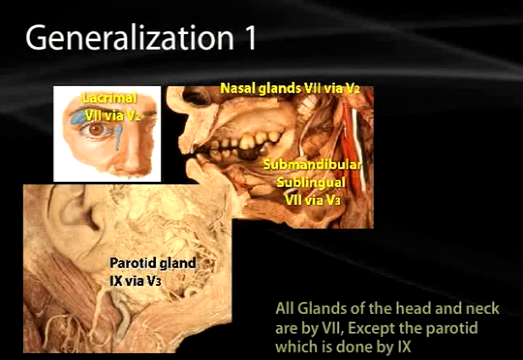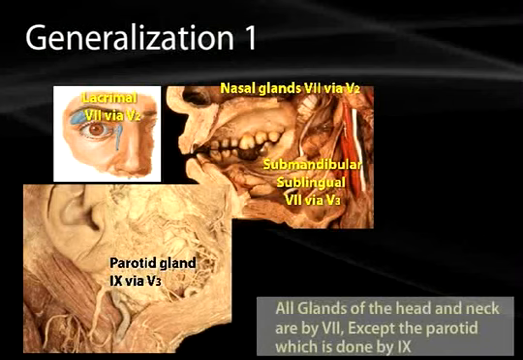The parotid gland, on the other hand, is innervated by cranial nerve 9 through the otic ganglion, and it will come out onto the auriculotemporal nerve, which is a branch of V3. So what's the generalization we can make from this? The generalization is that all glands of the head and neck, except for the parotid, are done by cranial nerve 7, and the parotid itself is done by cranial nerve 9.